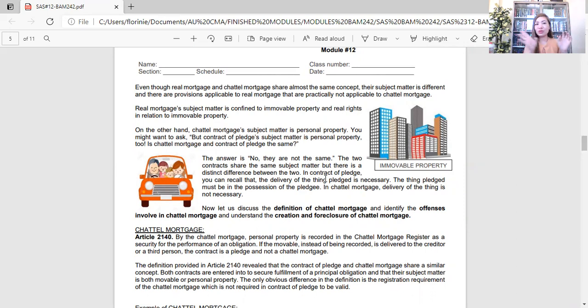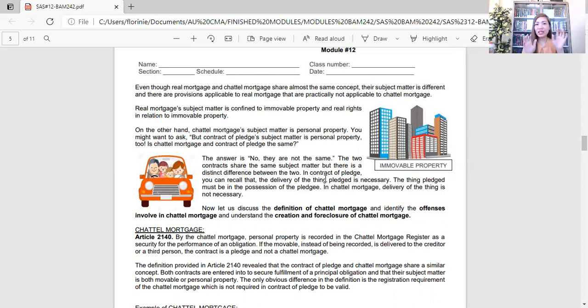Pitikin muna natin yung real mortgage. Pagtabihin natin yung pledge at saka chattel mortgage. Parehong movable yung property na involved. Parehong nagsisecure ng loan. So, ano pagkakaiba ng dalawa?